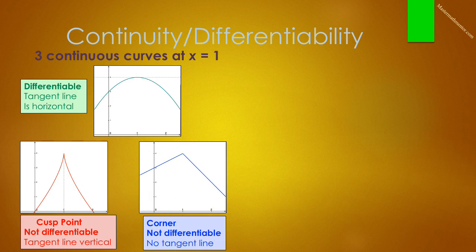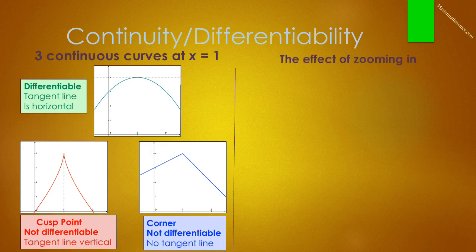The blue curve hits a corner at x equals 1 because it is formed by straight lines and not curves. There is no tangent line at x equals 1, and thus it is not differentiable. This is all in line with what was in the previous sections. Smooth curves are differentiable. Curves that hit a sharp point are not.